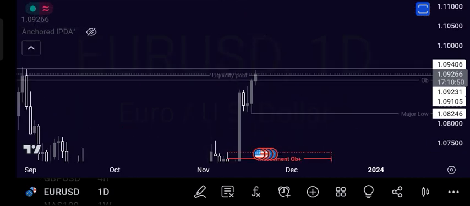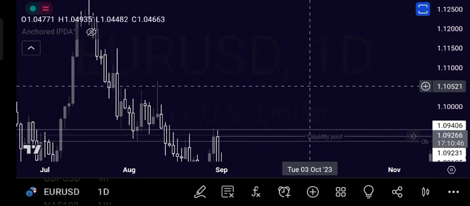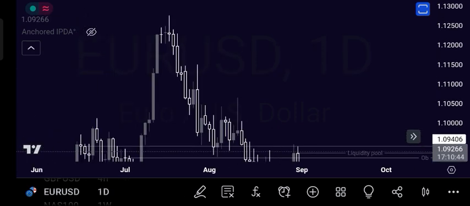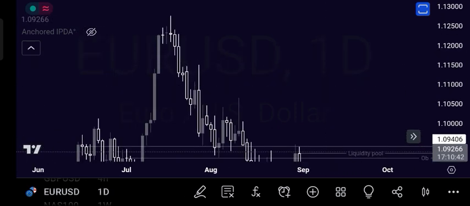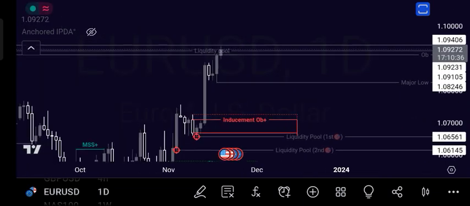That's how I want to see it, or it just rallies again, or targets this one right there. Right there, this liquidity pool sitting in here with equal highs, so that's a strong liquidity pool, but I don't seem to care about that.